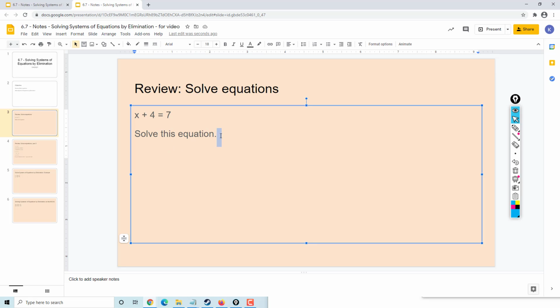Okay, so we know that we want x by itself. So I can subtract 4 from each side. When I do that, the plus 4 goes away. 7 minus 4 is 3. That's it.